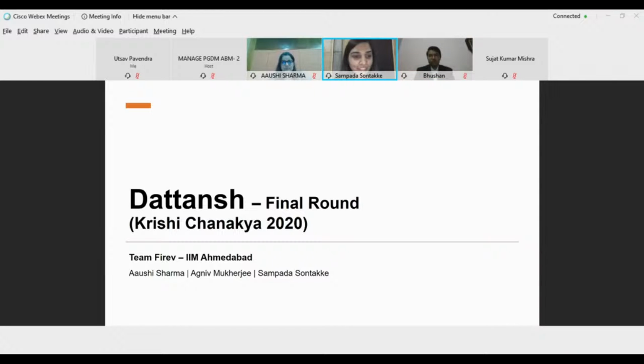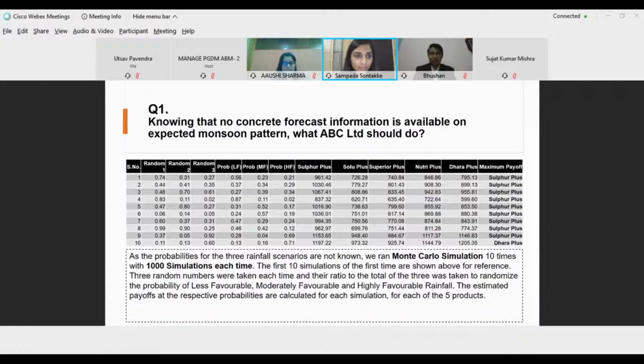So, good evening, everyone. We are Team FireV from IIM Ahmedabad. Can you move to the next slide? So, for the first question, knowing that no concrete forecast information is available on expected monsoon pattern, what should ABC Limited do? For this, we have tried to do Monte Carlo simulation.